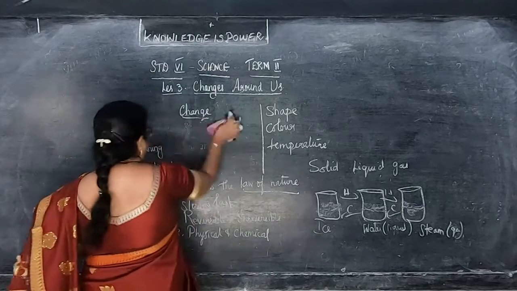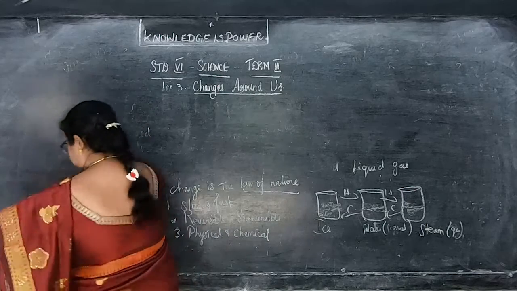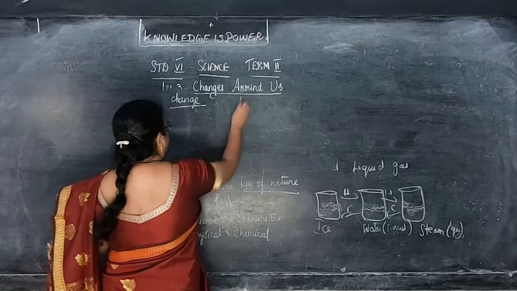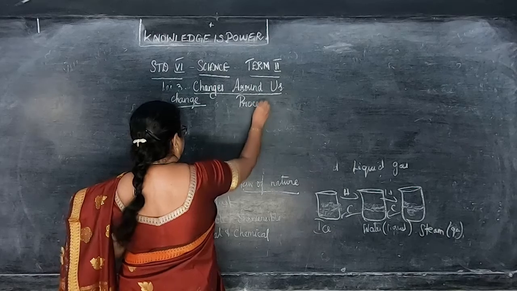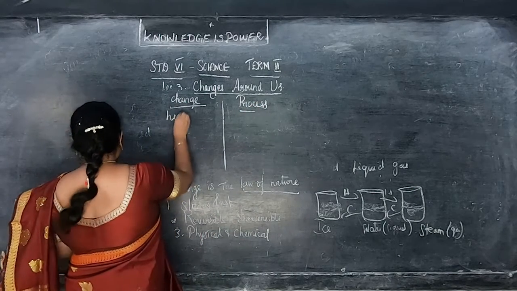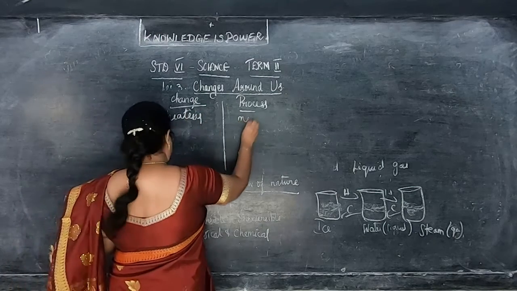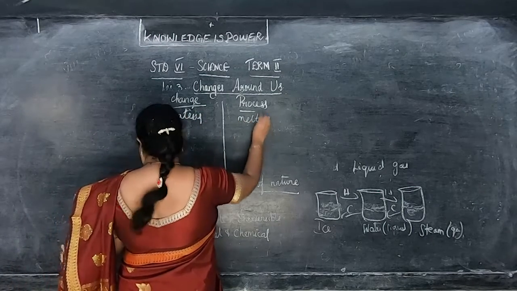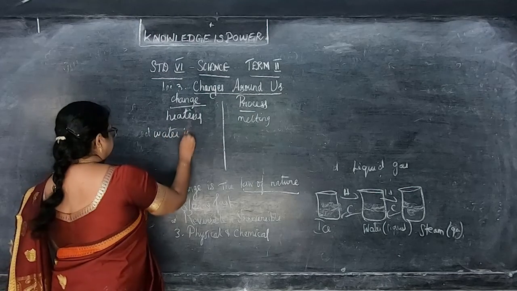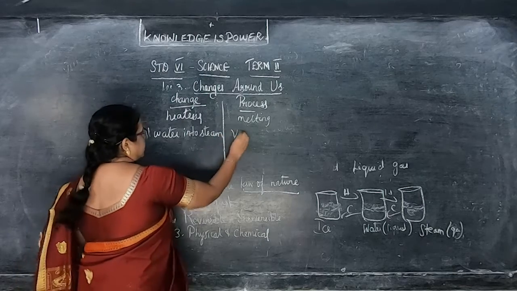Ice into water on heating, that is what changes we are going to see. Change and process: ice into water on heating, and what is the process there? Melting. And then water into steam, that is vaporization, evaporation.